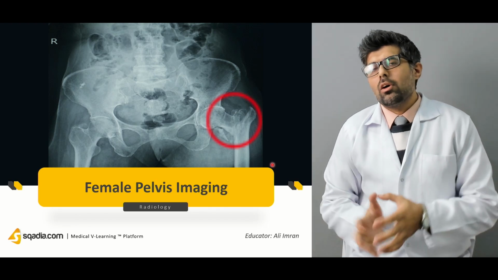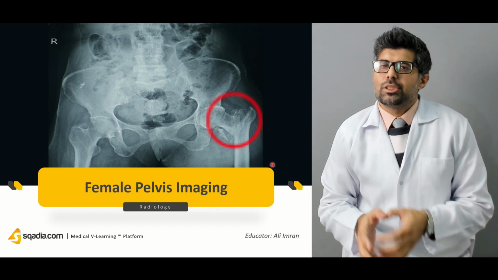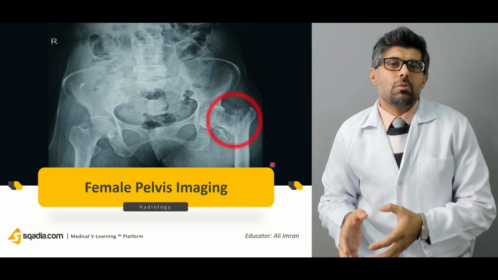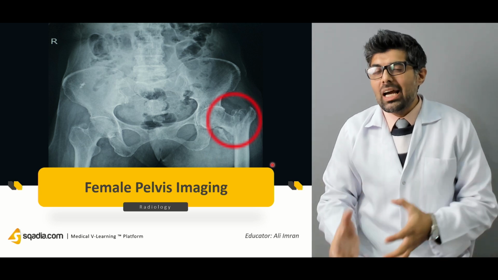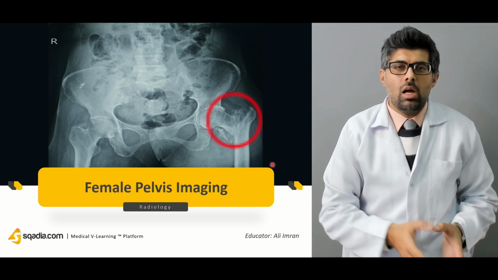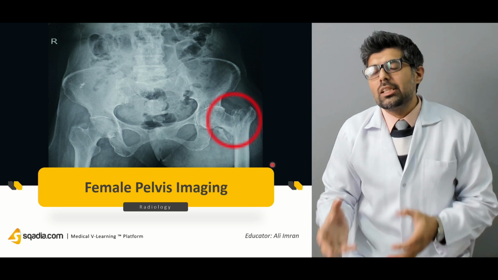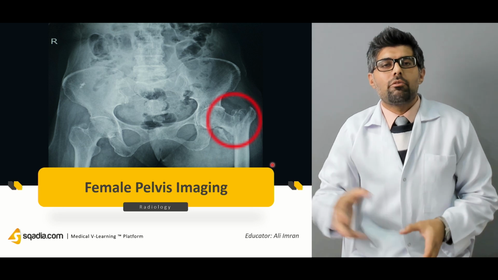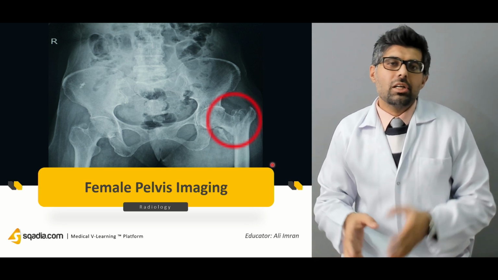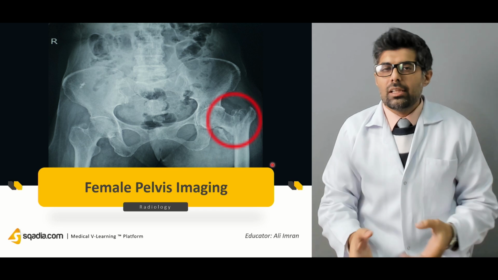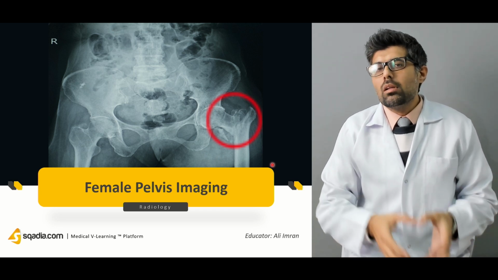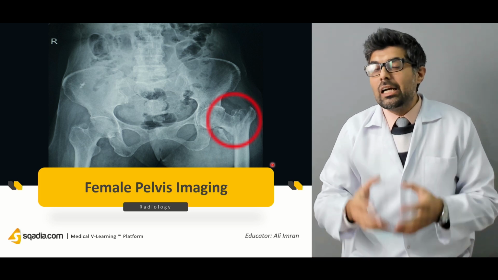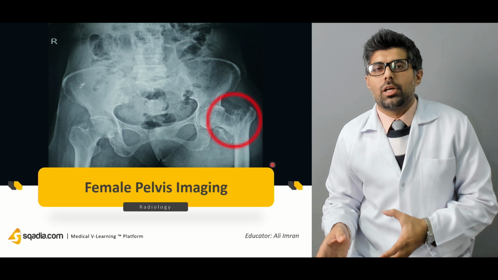Today, the topic of our lecture is female pelvis imaging. Now, in recent years, female pelvic imaging has started to emerge as its own specialty. Like internal medicine is different from gynecology because gynecology is so different from medicine that it is considered its own specialty. In the same sense, female imaging has started to become its own specialty, different from regular imaging.